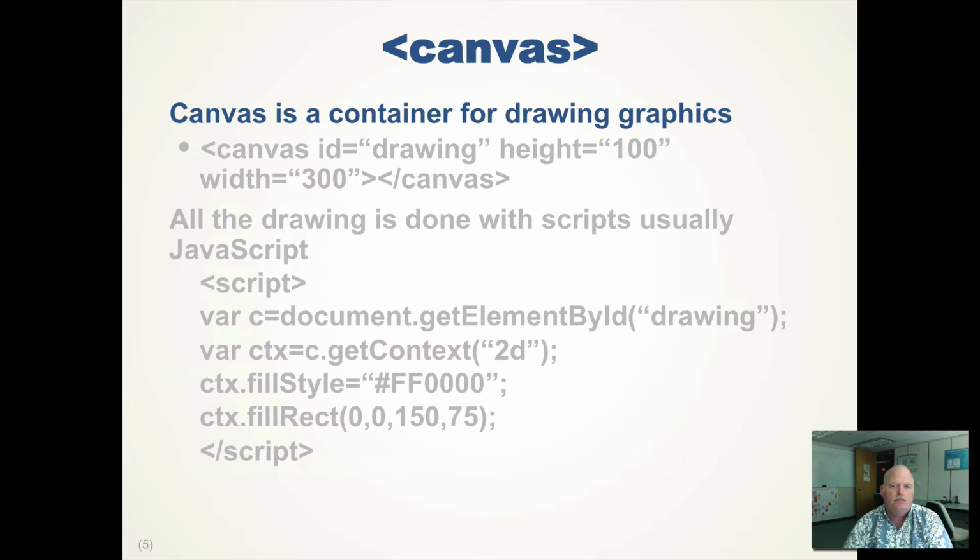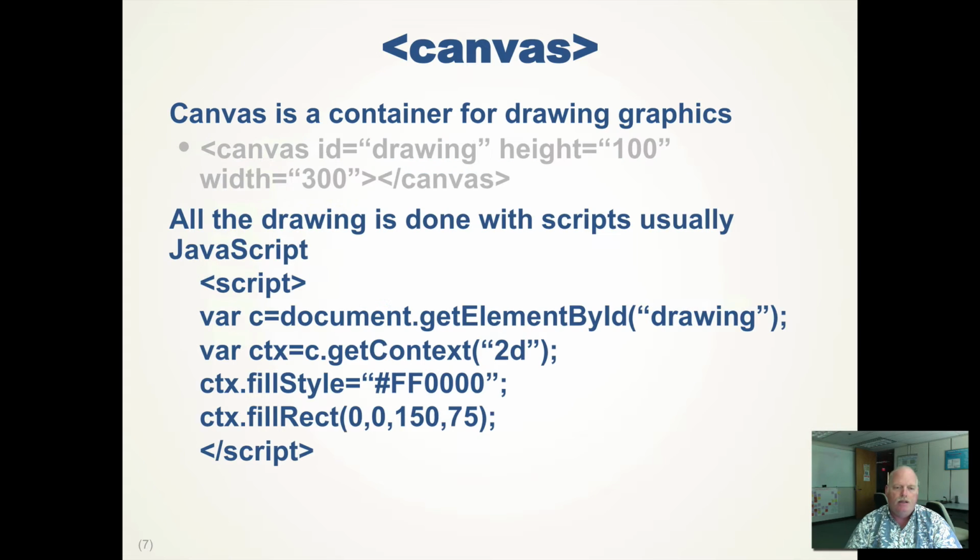So the canvas tag is a new tag. It's a specific container for drawing graphics. The tag basically is canvas. Close it. It has an ID. You give it a height and width in pixels, so that's the size and shape of your canvas. And then you use scripting, normally JavaScript, to get the document, to get the canvas. In that first line, we're getting the canvas by getting the document by ID. We then get the context, which is the way we do our drawing from that canvas.